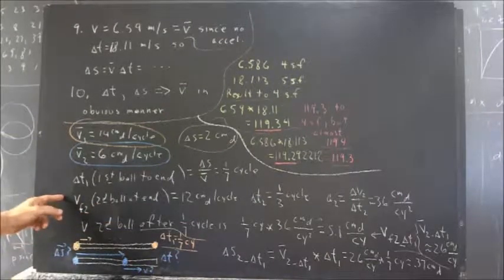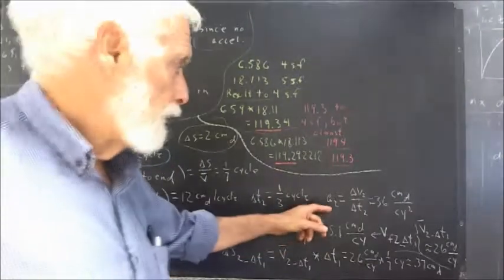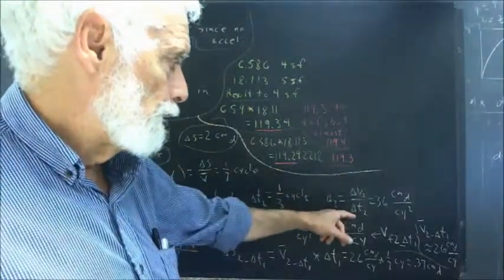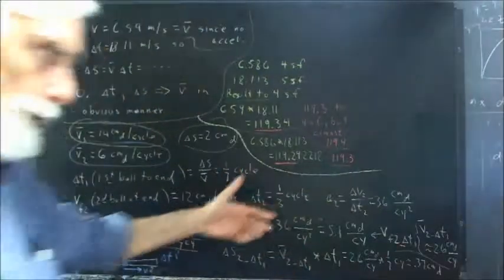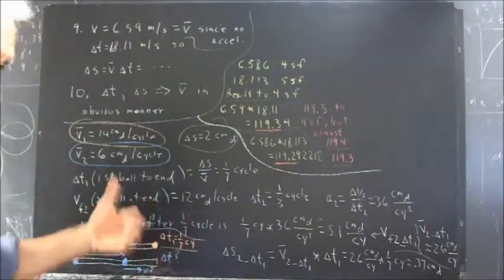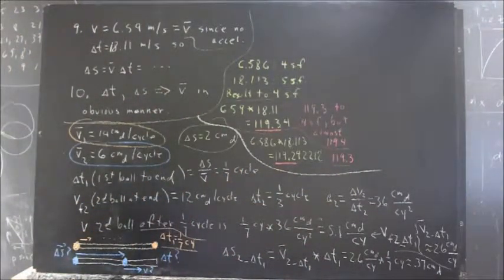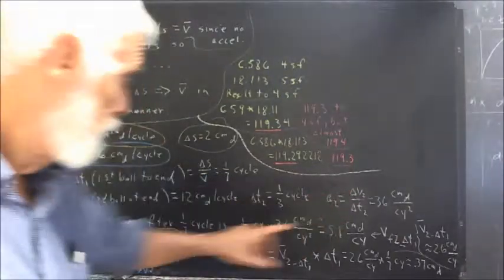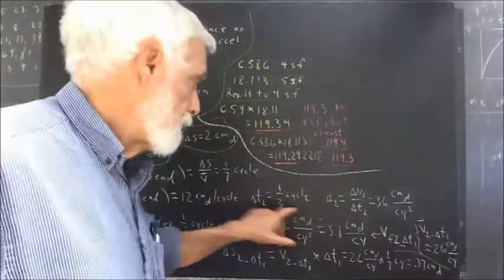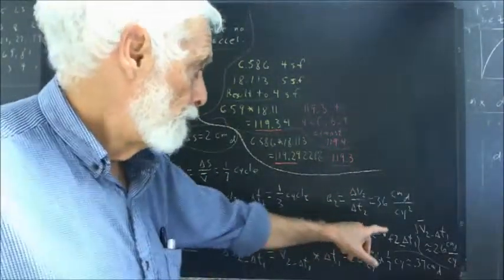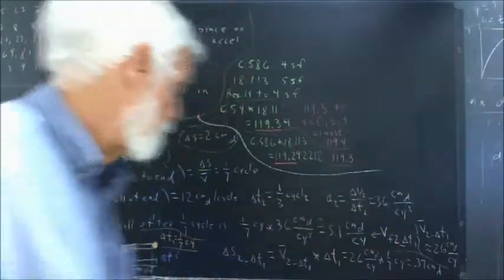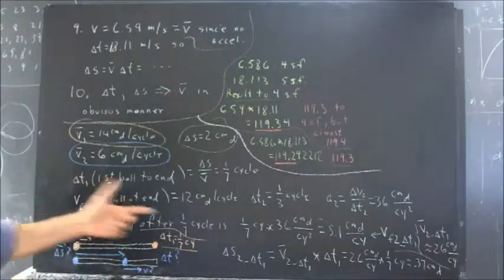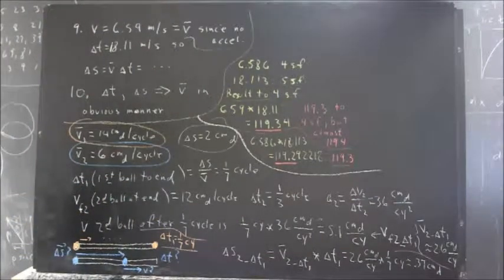The ball started from 0. So the acceleration being the change in velocity divided by the change in clock time, the change in velocity is just going to be equal to the final velocity since the initial velocity was 0. So the change in velocity is going to be this. The time interval is going to be 1/3 of a cycle. And when we divide that, we get 36 centimeters d per cycle squared. And that's the acceleration of the second ball on its ramp.